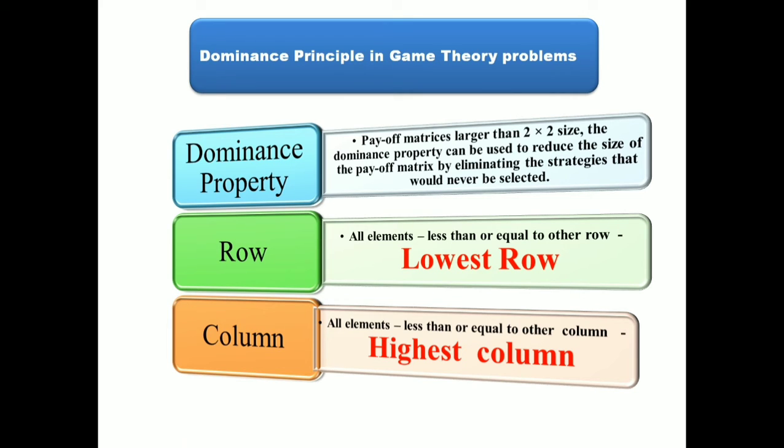The first rule: in case of rows, if all the elements of a row are less than or equal to those of another row, the lowest row can be eliminated. That is the first one. Another one: if all the elements of a column are greater than or equal to those of another column, the highest column can be eliminated. So, these are the two rules: the first is the lowest row, and the second is the highest column. Lowest row and highest column.